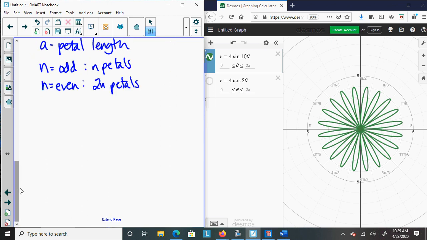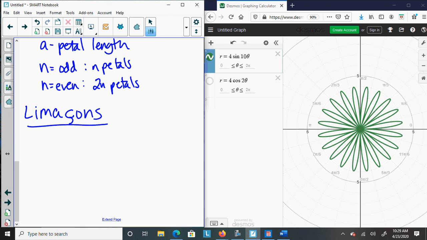The next kind of graphs are called limaçons. It's a French word. It's got one of those weird curly things underneath the C, L-I-M-A-C with a little tail thingy. Weird thing. O-N-S. So these are limaçons.